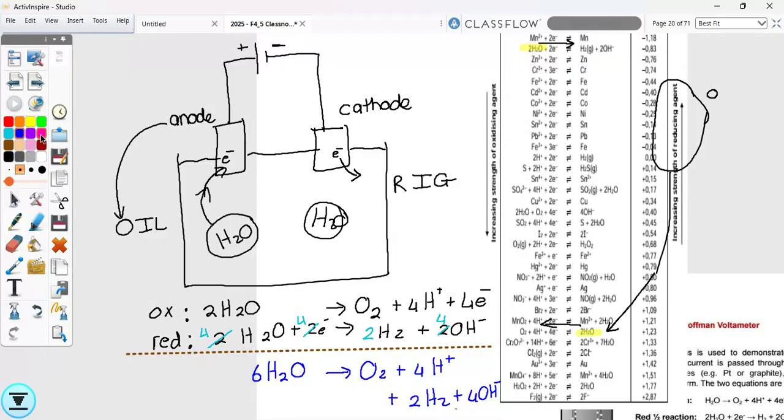So now if they ask you what are the products, you actually have 3 products, and you'll see this becomes quite important later as well. You've got oxygen gas, you've got hydrogen gas, and you have hydroxide ions. There's the chloroalkali industry that we do later in a bit of detail that actually uses one of the water reactions for its products.